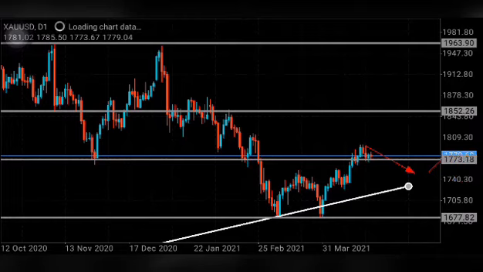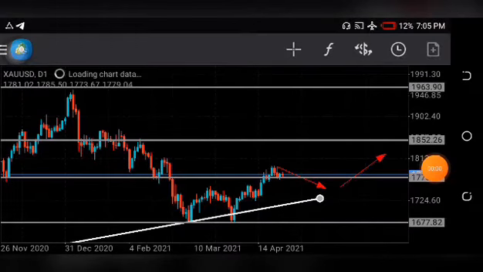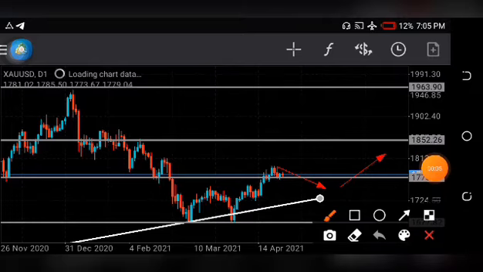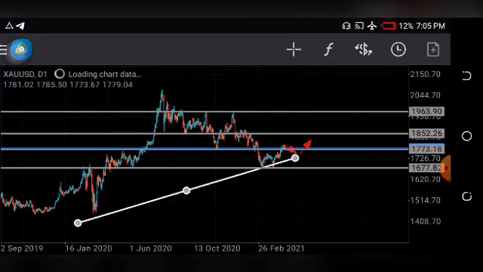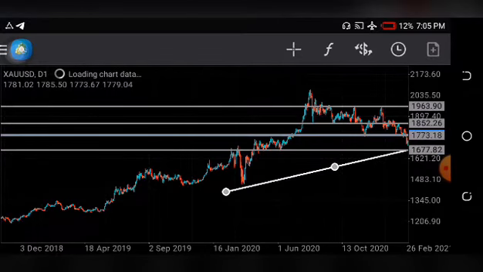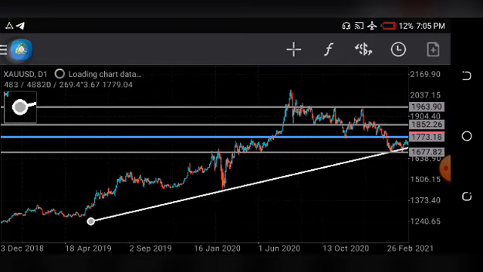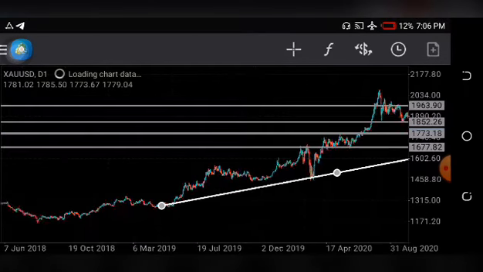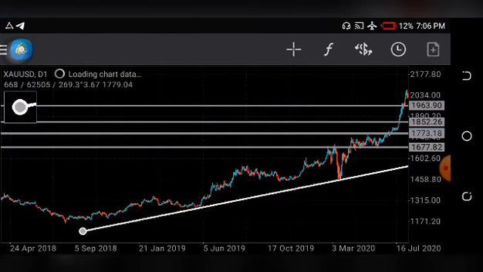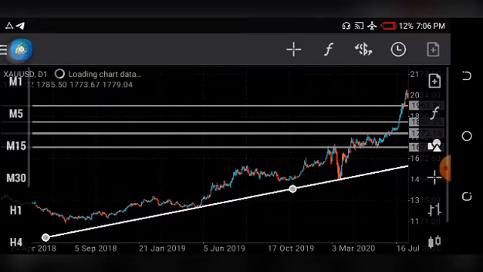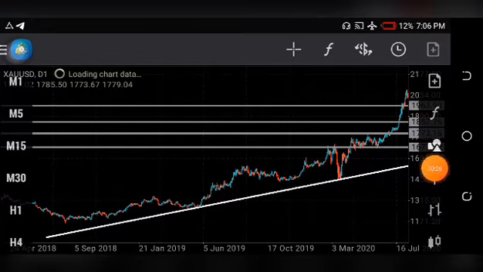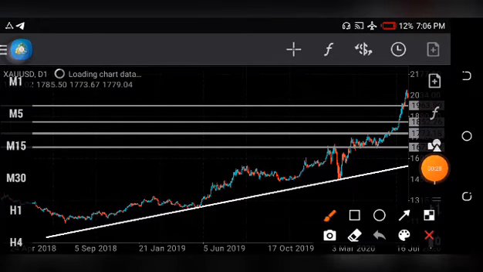So let me show you what I mean by touches. So we have a touch here, a touch. Let me show you more. It needs to go below the price. Let it touch it. So you draw, we keep drawing. So if you see this, we have so many touches on this.